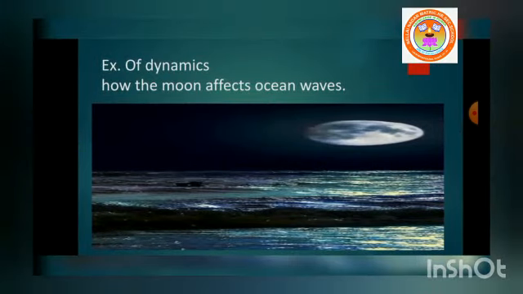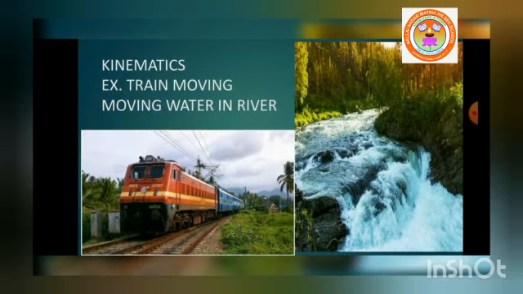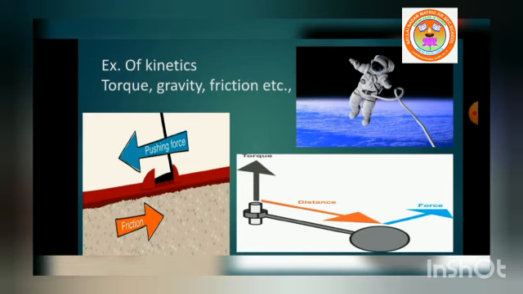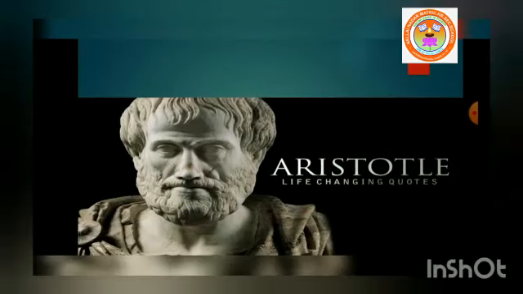Now we are going to see the examples of dynamics, kinematics and kinetics. Examples of dynamics: how the moon affects the ocean waves. Examples of kinematics: a train moving, water in a river. Examples of kinetics: torque, gravity, friction, etc. Let us discuss force and motion.